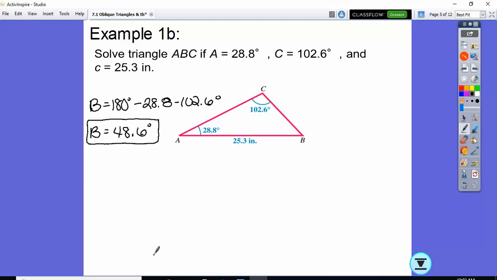So I get my angle B to be 48.6 degrees. Then, finding everything else, in the law of sines you have 3 formulas, or 3 little ratios. You use 2 at a time. Since I'm given side C, I'm definitely going to use C over sine of C. And we will first find A. So that would equal A over sine of A.